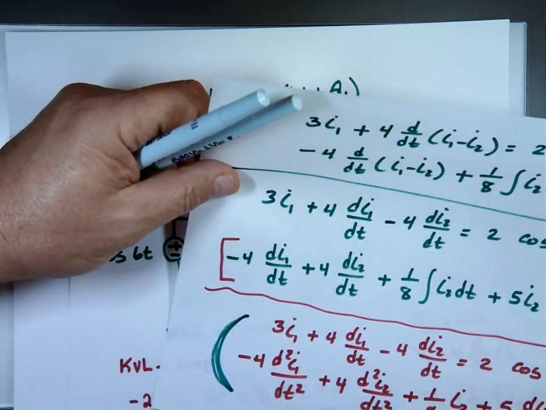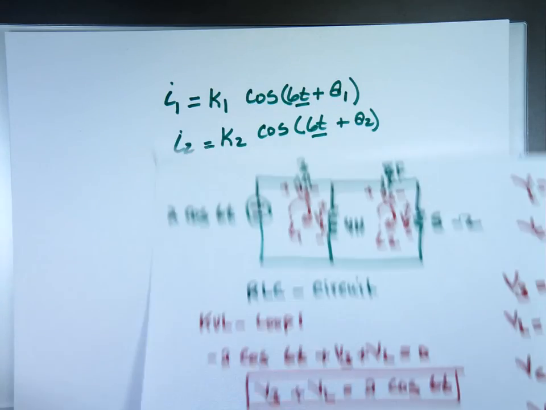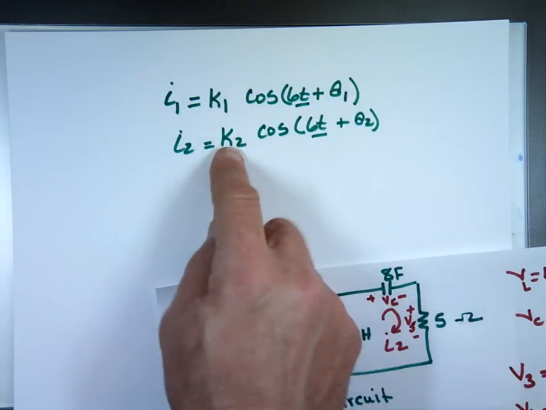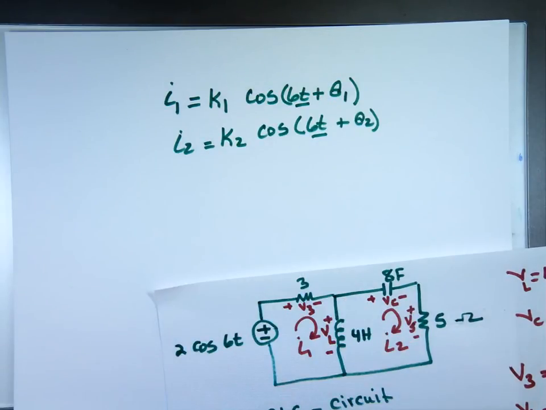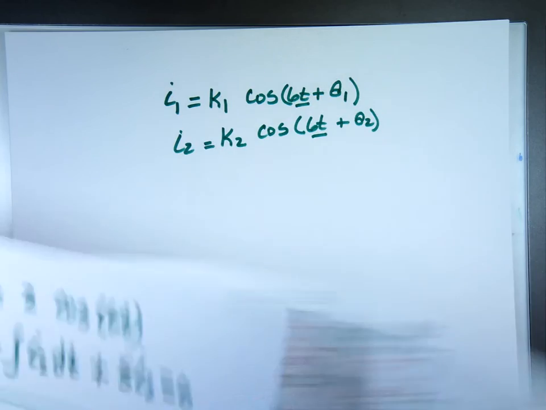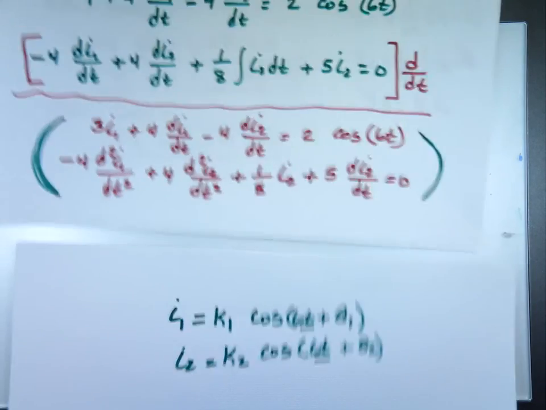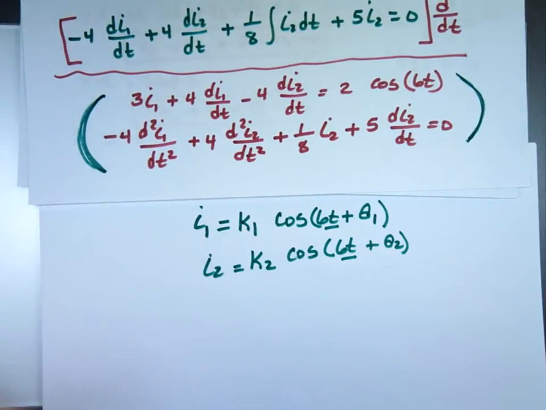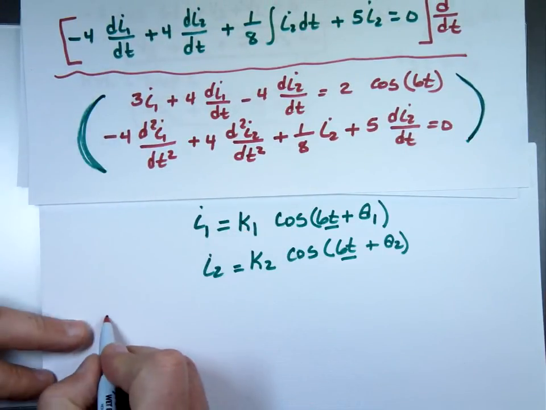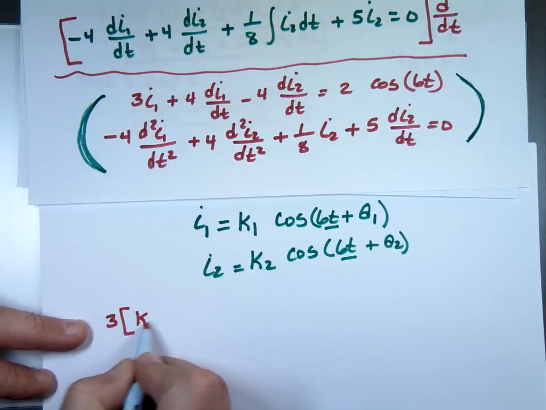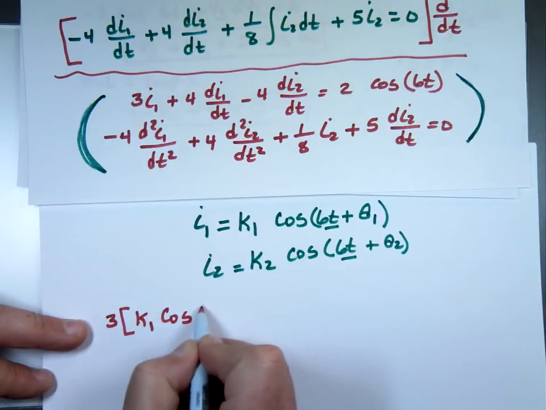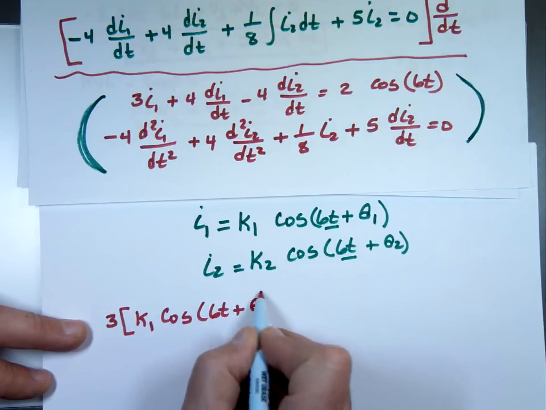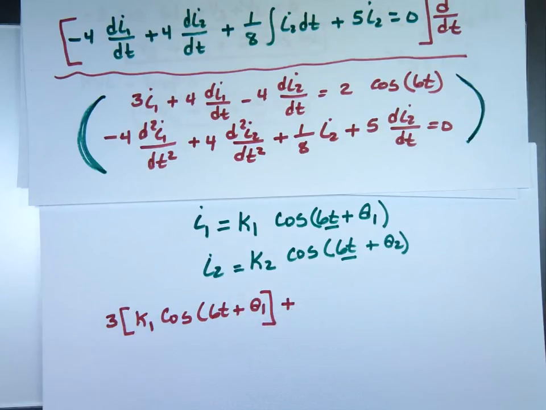So if that's my answer, I just need to know what K1, theta 1, K2, and theta 2 are. Once I have them, I'm done. So how would I solve them? I go back to this equation and I know my answer is going to look like this. So 3 times I sub 1, that'll be 3 times K1 cosine of 6t plus theta 1, plus 4 times the derivative of this.